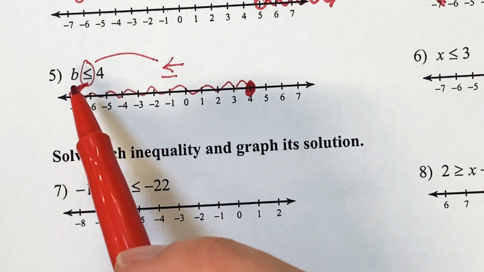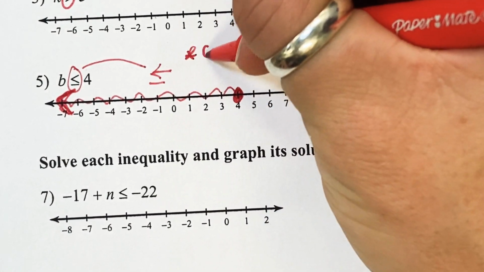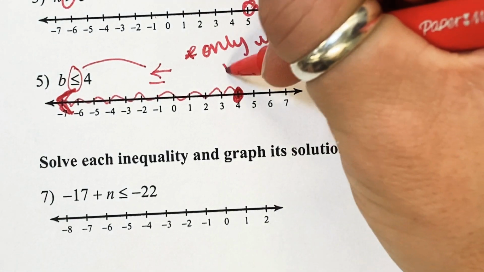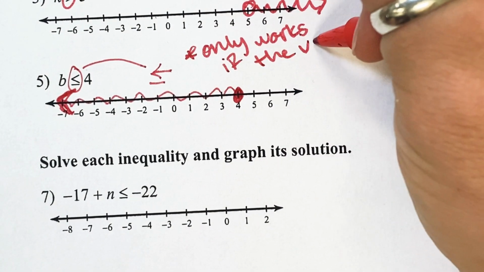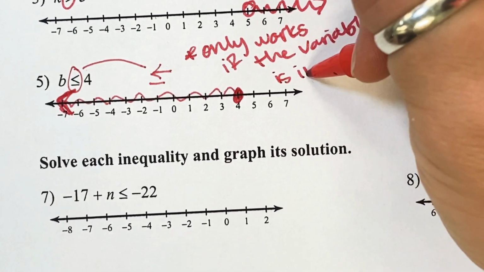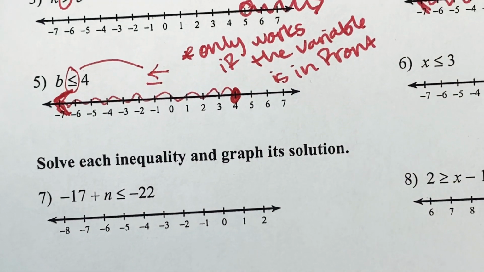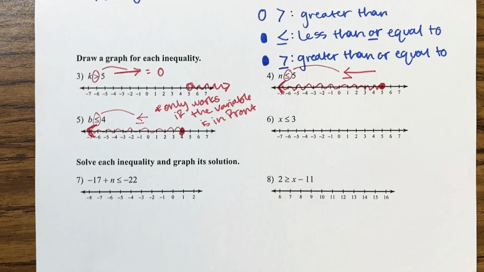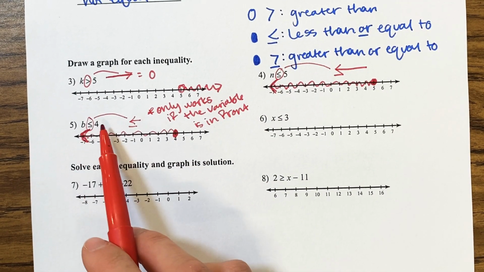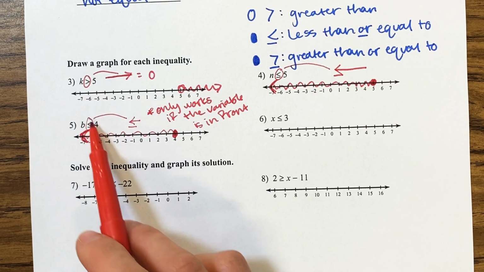Okay, I want to make this note on your paper. The little arrow only works if the variable is in front. Meaning, look at 3, 4, and 5. Okay, all the variables are in front. K is in front, N is in front, B is in front. Okay, it only tells you which direction to go if the variables are in front.